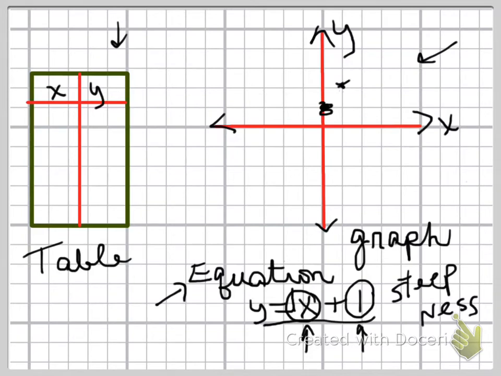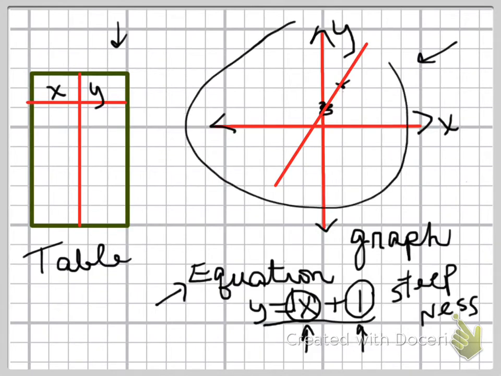Now, it takes 2 points to complete a line. So we have our 2 points here. So we will connect the line here. That is the steepness represented in the graph. In the equation, steepness is represented like this: y equals 1x plus 1. The graph looks like this, and the equation looks like this.